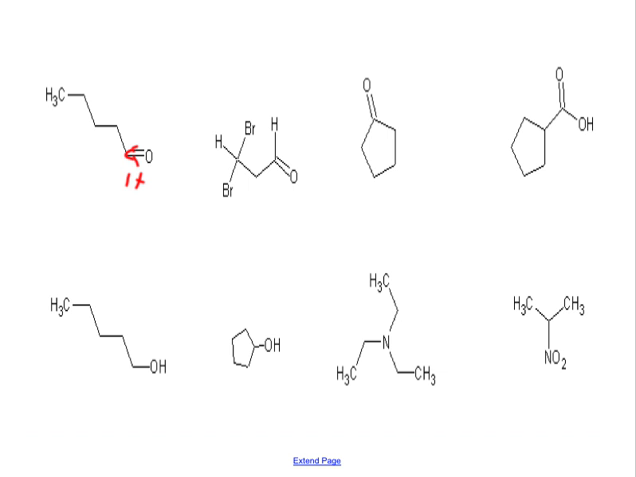So, see the O, 1, 2, 3, 4, 5. Yes. No, why don't you need to say 1-pentanal? Good question. It has to be terminal to be an aldehyde. If it's not terminal, then it's a ketone.